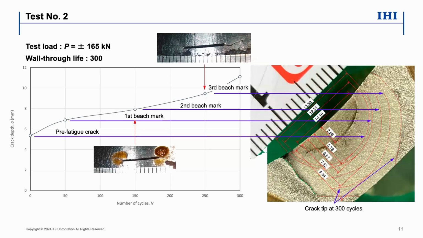So in the second test, we learned from the first test, and we introduced the benchmark at 50 cycles. The second benchmark was introduced at 150 cycles, and the third one at 250 cycles. We introduced in total 3 benchmarks as shown on these pictures. And we also observed crack length from the observation windows. The wall-through crack life was 300 cycles.